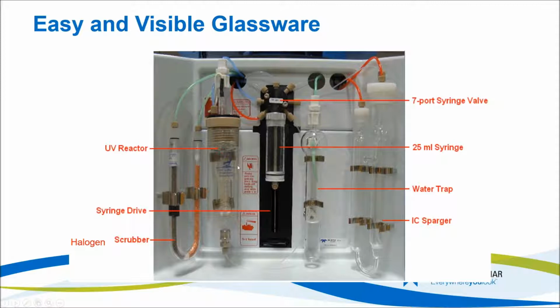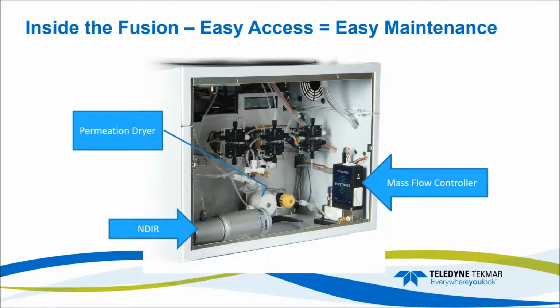And then the UV lamp, which along with sodium persulfate oxidizes the carbon to CO2, which then is measured by the NDIR. Again, that's something that needs to be cleaned once in a while too if you are doing really low level results. And then if you take off the right side panel of the Fusion, you're going to see the rest of the parts, which are also really easy to access for quick maintenance.